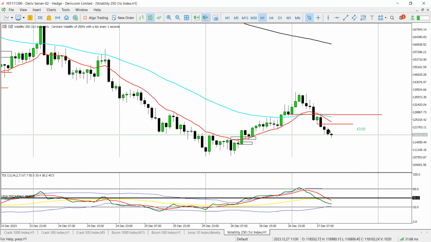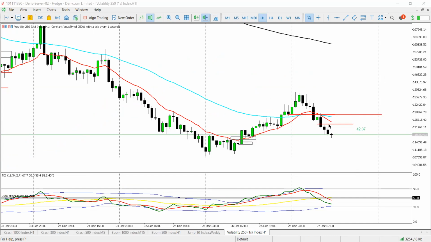V250 1s is bearish. I had marked it earlier. Right, we've been pushing down, then we had this price coming up here, order block broken and retested. So this is a point of interest, and this order block is a point of interest.